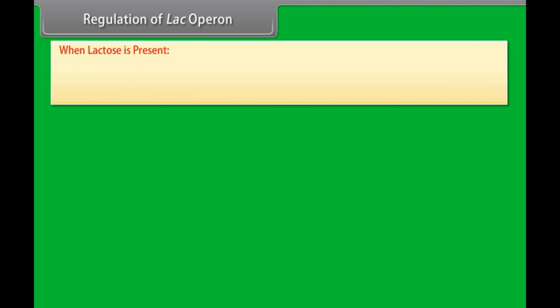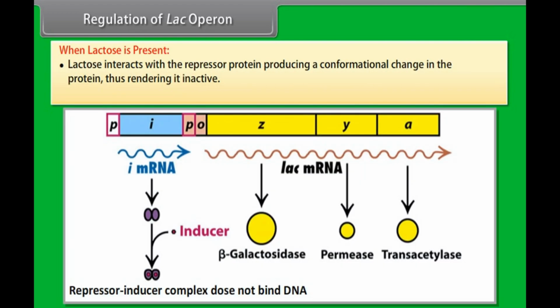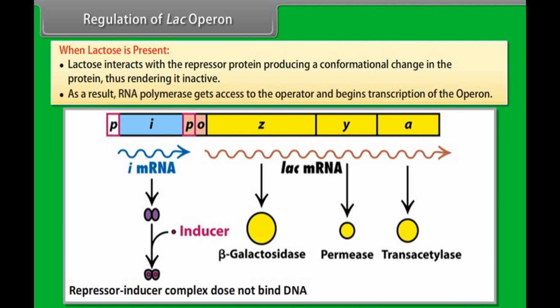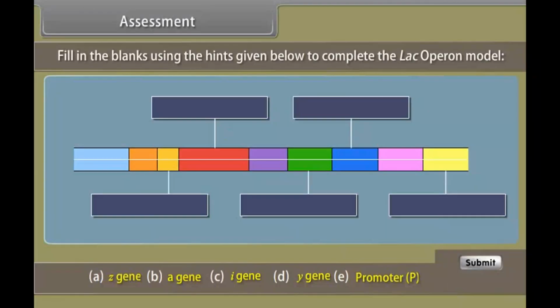When lactose is present, lactose interacts with the repressor protein, producing a conformational change in the protein, thus rendering it inactive. As a result, RNA polymerase gets access to the operator and begins transcription of the operon. Assessment. Before proceeding further, let us know how much you have learned.